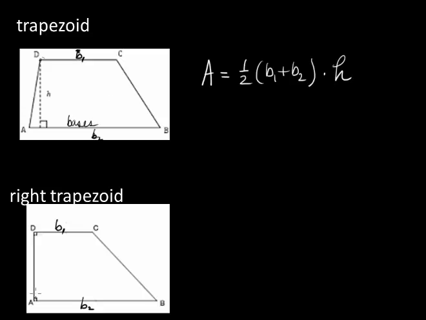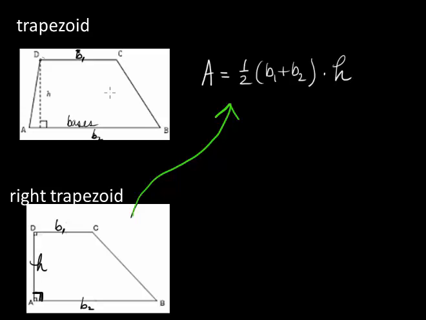Now, if you have a right trapezoid, that just means that you have a right angle here. So it's a special case of a trapezoid. And in this case, just like we saw in the right angle, this segment here, AD, turns out to be the height. So it's a little bit simpler. And we get the exact same formula for area: 1/2 the sum of the bases times height.